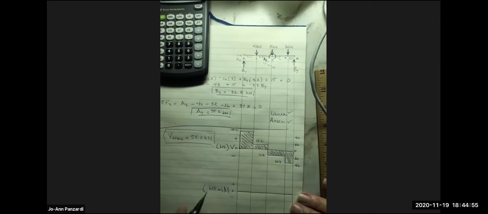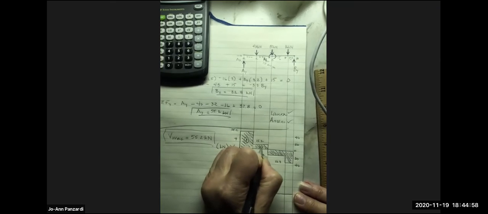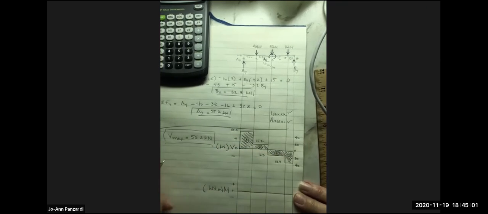Okay, who wants to do the moment? Well, should we find the areas first? 1, 2, 3, 4. So area 1, area 2, area 3, area 4. Area 1, 55.2 times 0.6. Area 2, 15.2 times 0.9. 16.8 times 1.5. 32.8 times 0.2.